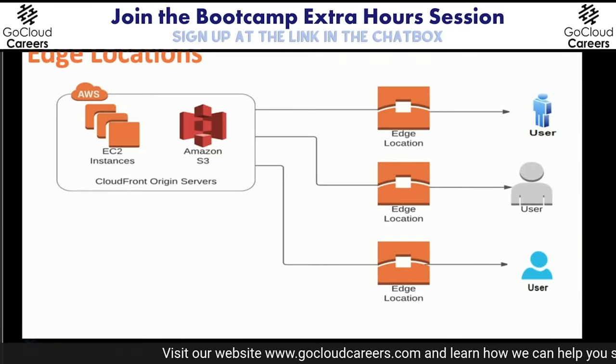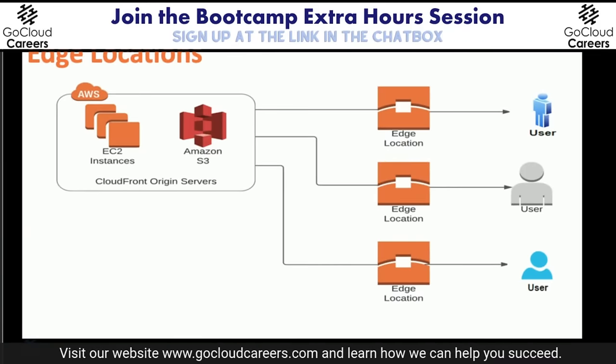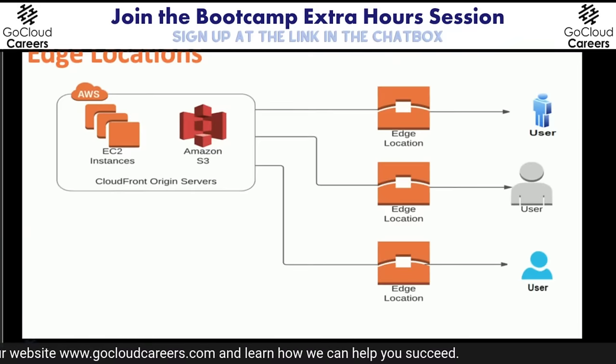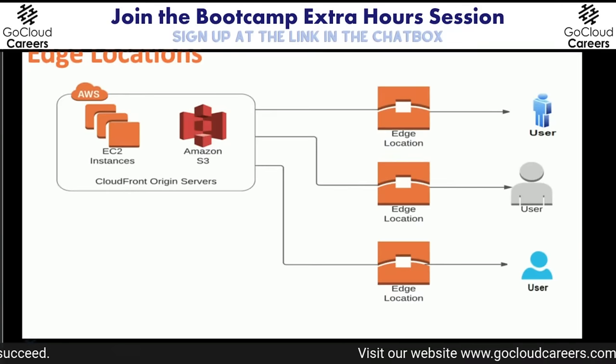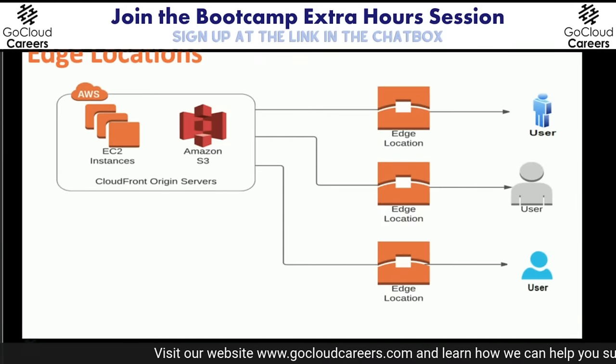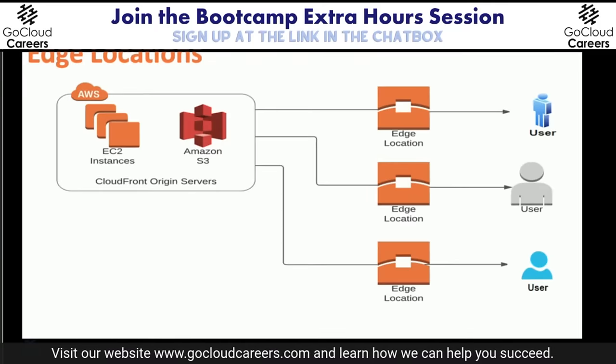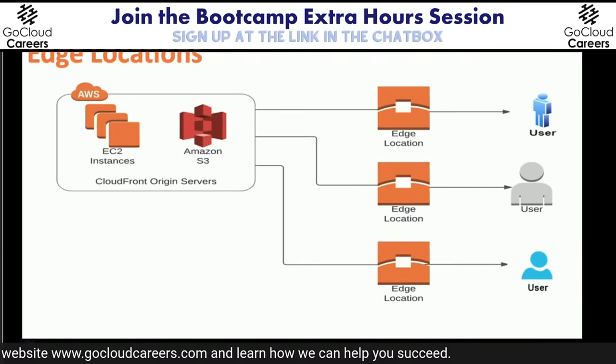And let's say you can see her represented as the blue user in the upper right-hand corner. The way it works is the user wants to go to this website, which is hosted in AWS on S3 in those EC2 instances. And the user would normally go straight to AWS. Now, if I'm in Florida and I'm connected to an environment in Ohio, that could be 1,000 miles away.